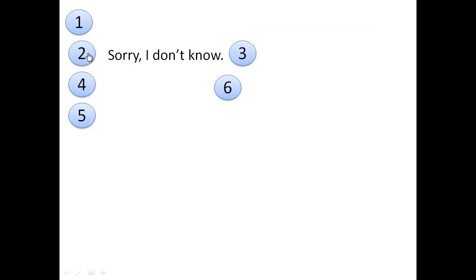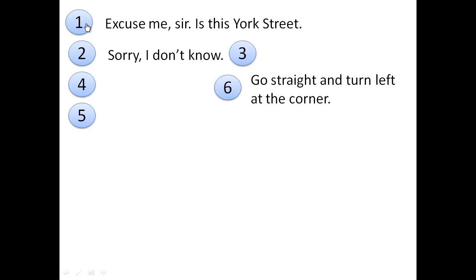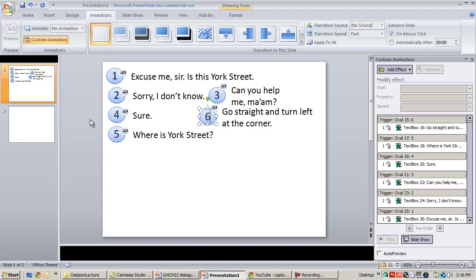So I'll just show you what it looks like now. So 2, "Sorry, I don't know." 6, "Go straight and turn left at the corner." 1, "Excuse me, sir, is this York Street?" 5, "Where is York Street?"